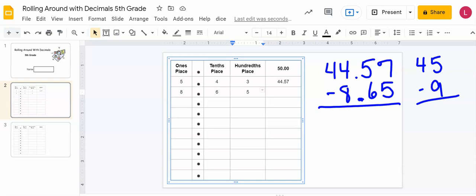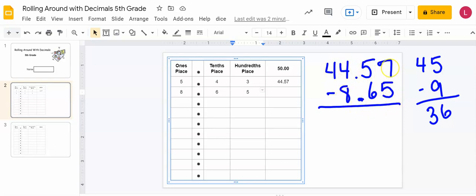But I'm only subtracting 9, so that is 36. So I'm going to expect that to be about 36. So let's do our subtraction. Notice how I lined these decimals up. That way I am subtracting these hundredths from hundredths, tenths from tenths, and my ones from my ones.